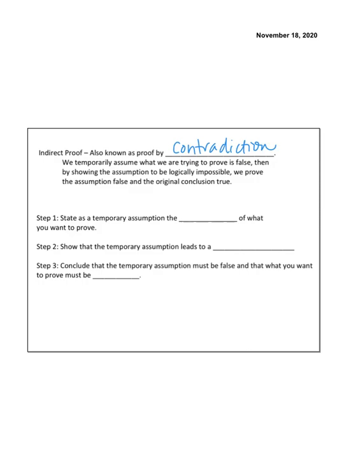Step 1, state as a temporary assumption the opposite of what you want to prove. Step 2, show that the temporary assumption leads to some contradiction. Again, it may be a contradiction of how numbers work in the real number system, of what we already know about triangles, or of the definitions of even or odd, just some contradiction occurs. And step 3, conclude that the temporary assumption must be false and that what we want to prove must be true.